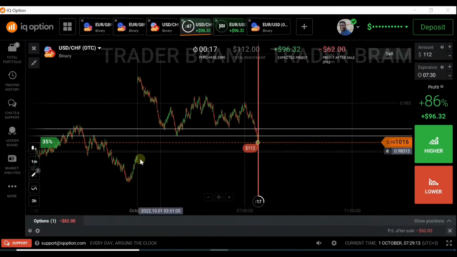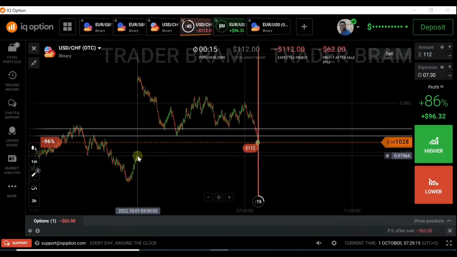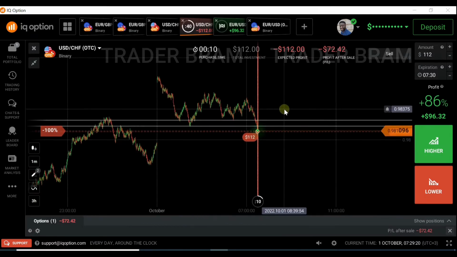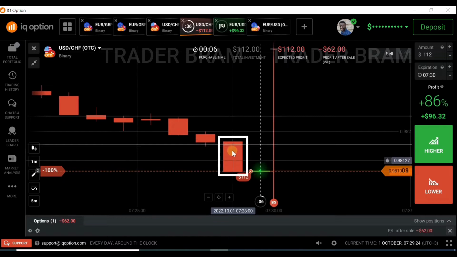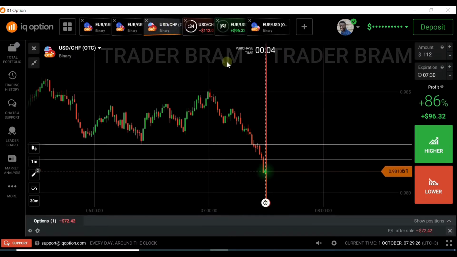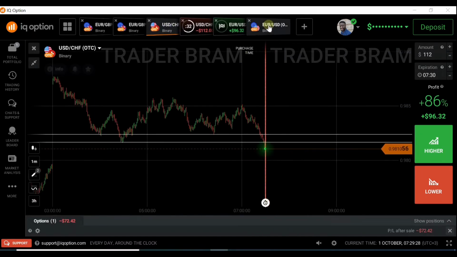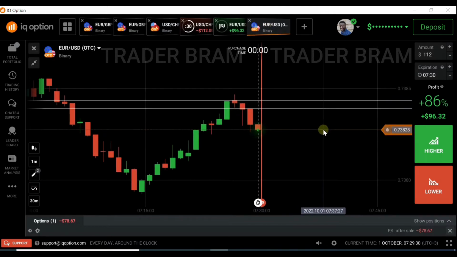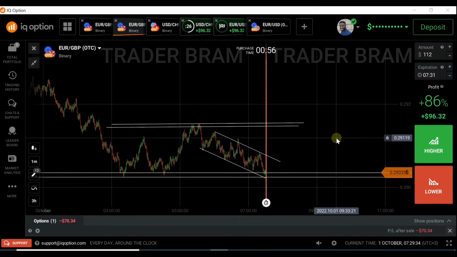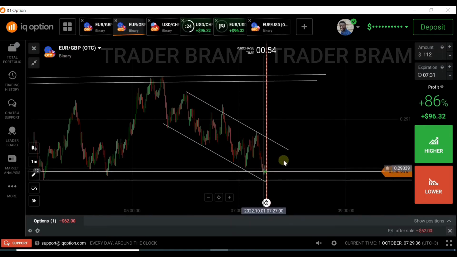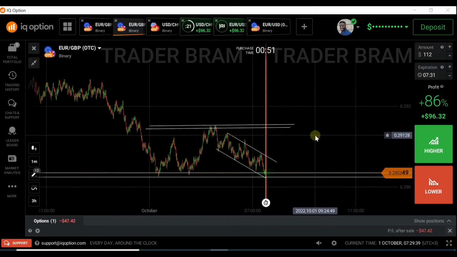Because as I've told you, the market needs to fill this gap up to this area. So let's wait and see the reaction. And this is a very strong bearish candle. So here we are still above the level of support and resistance.